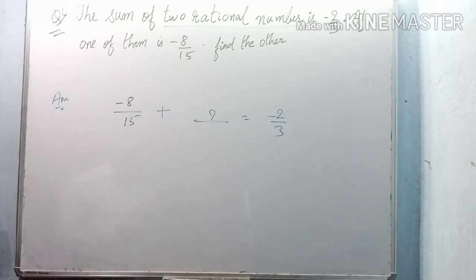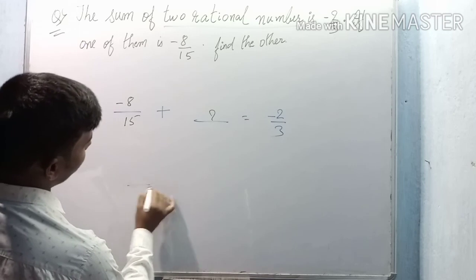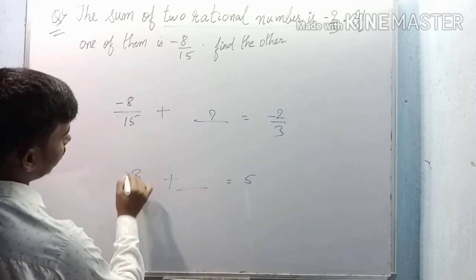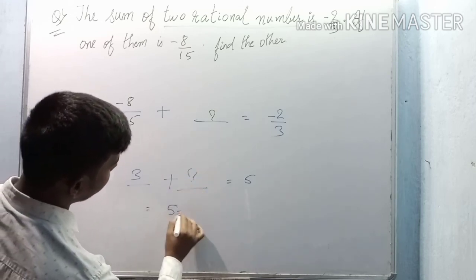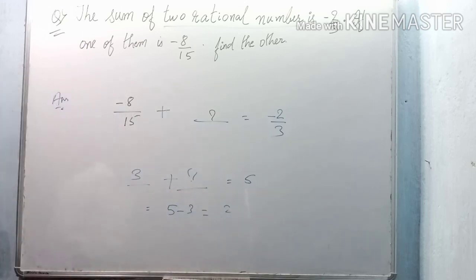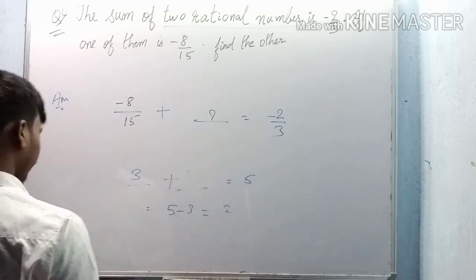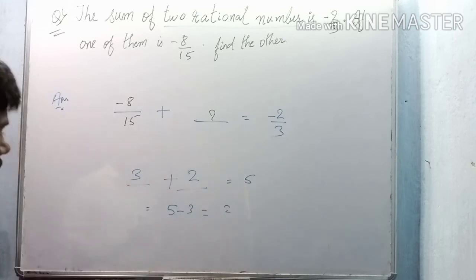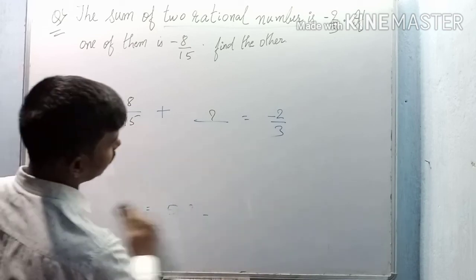Before solving this question, let's understand one more thing. If I say the sum of two numbers is 5 and one number is 3, then what will the other number be? We have to do 5 minus 3, which gives 2. So the other number will be 2. What we have done is subtract 5 minus 3, which equals 2. We will do the same thing in this question.